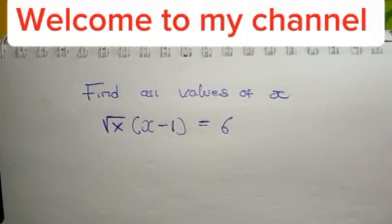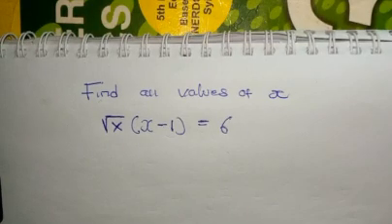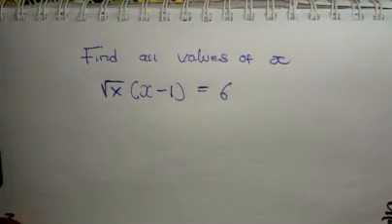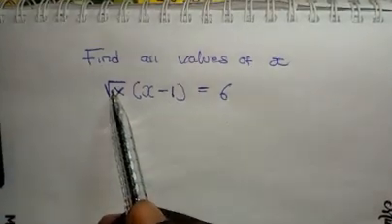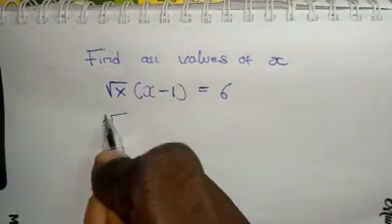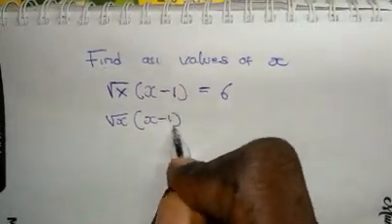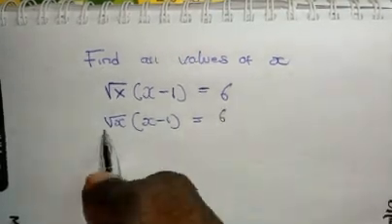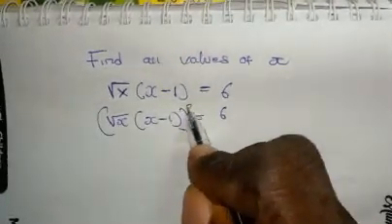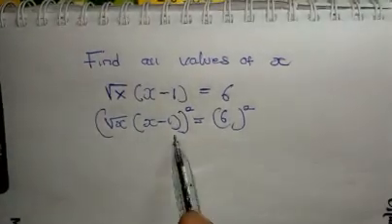So in this video, I'll be explaining how to find all values for s from this exciting equation. The first step, in order for us to eliminate this root, is to square both sides. So root s multiplied by (s minus 1) is equal to 6. Don't forget I said we are going to square both sides, so we are raising the power of both sides to 2.